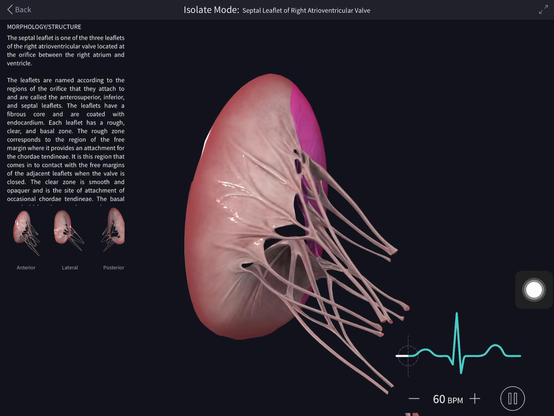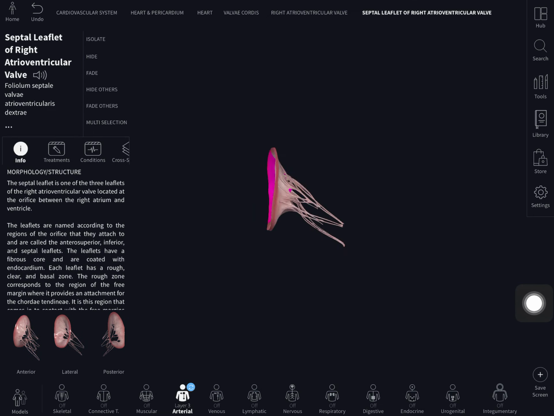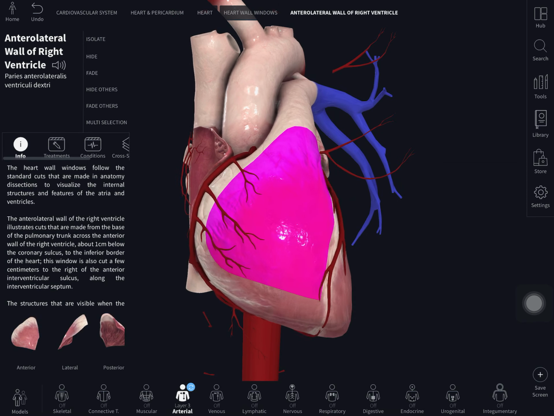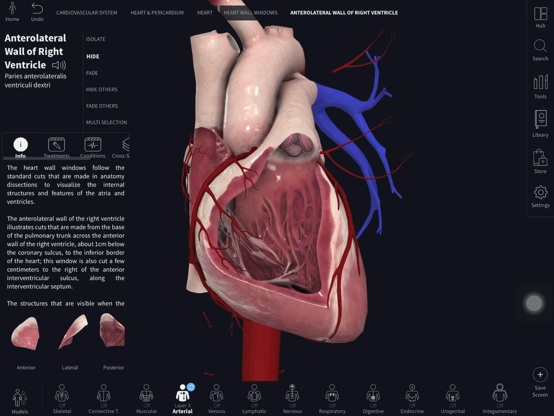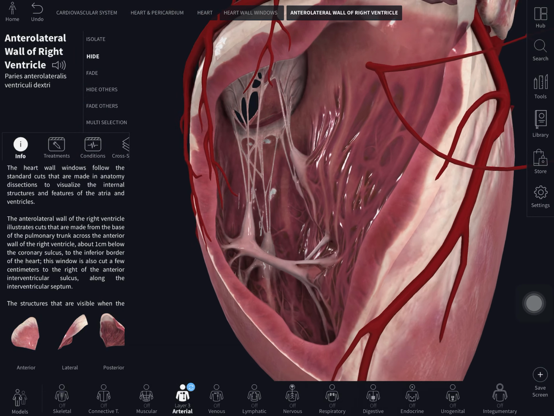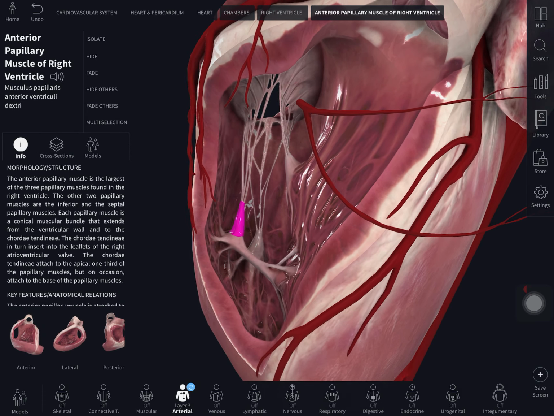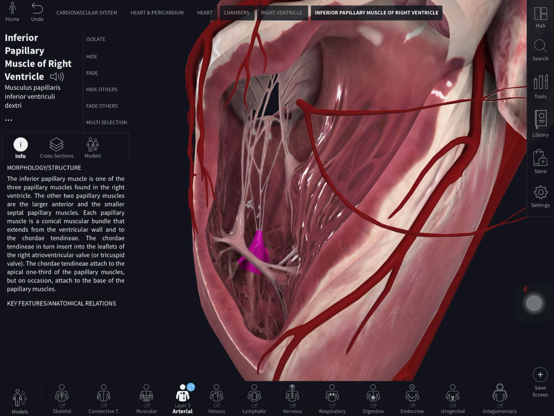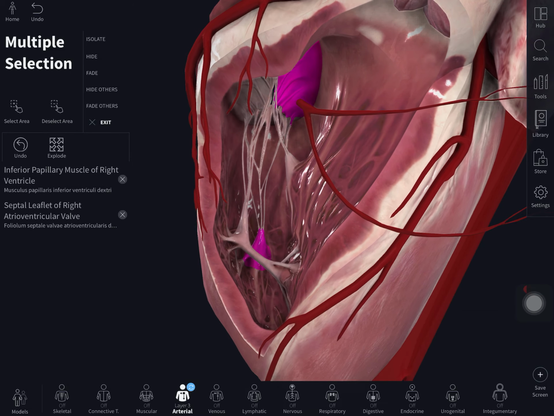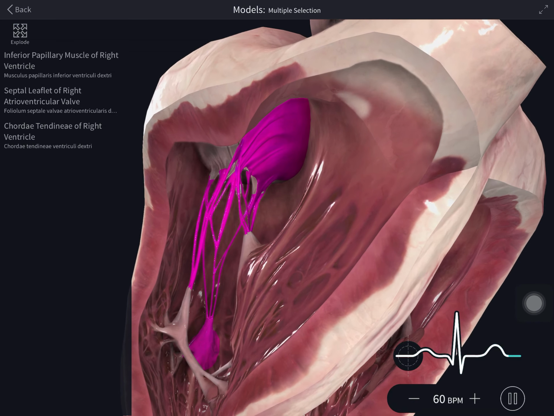This cusp is attached to a thread-like structure called the chordae tendineae. When I open the right ventricle and show you, the chordae tendineae is attached to the papillary muscle. There will be three papillary muscles. These are the three papillary muscles to which the chordae tendineae is attached. You can see the attachment of chordae tendineae to this papillary muscle.